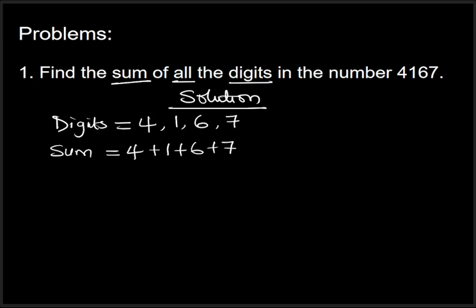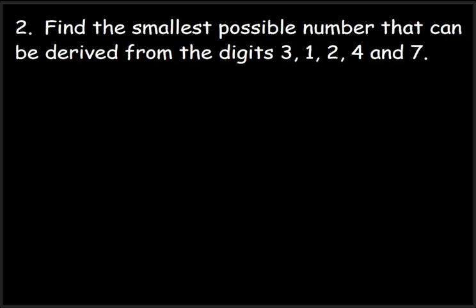And what would that give us? This would be equal to 4 plus 1, that would be 5. 5 plus 6, that would be 11. 11 plus 7, that will give us 18. And that takes us to the end of that question. Remember what the question said? Find the sum of all the digits. So after knowing all the digits in that number, you must take the sum of the digits. Okay, we go to question 2.